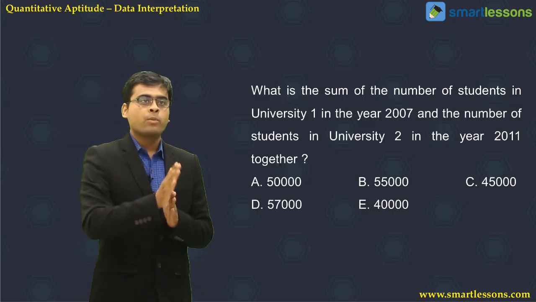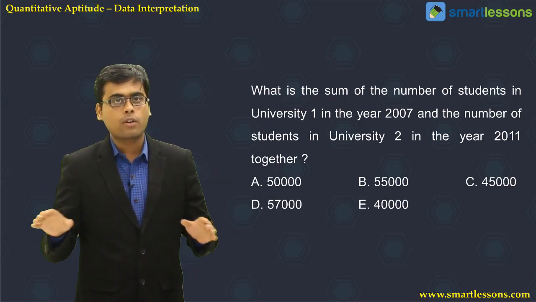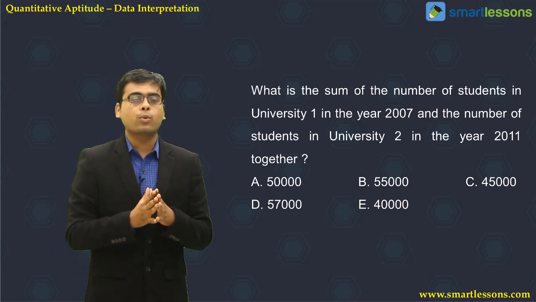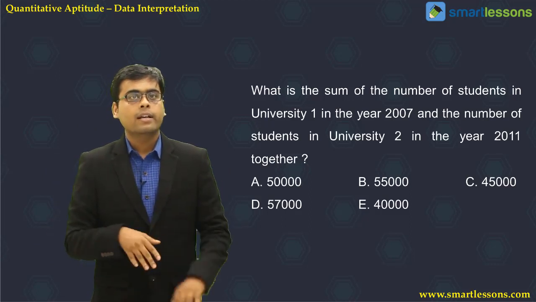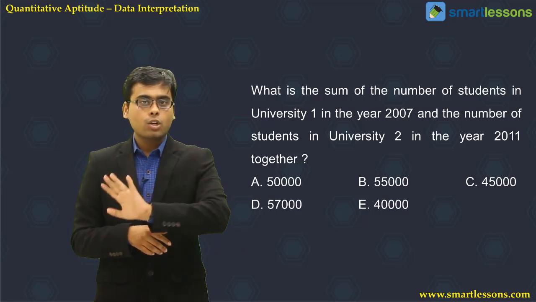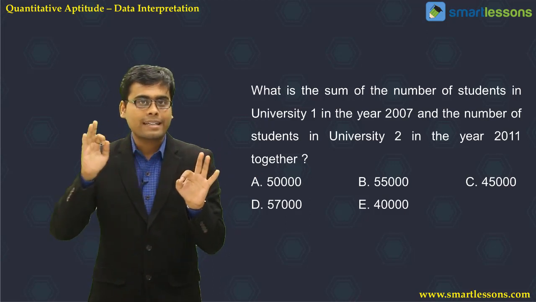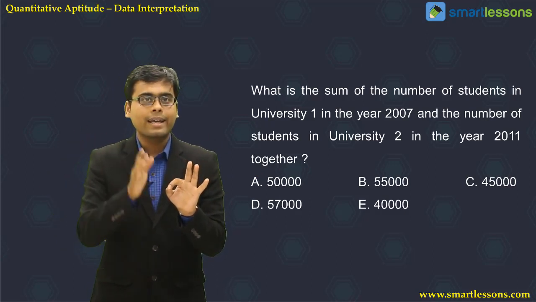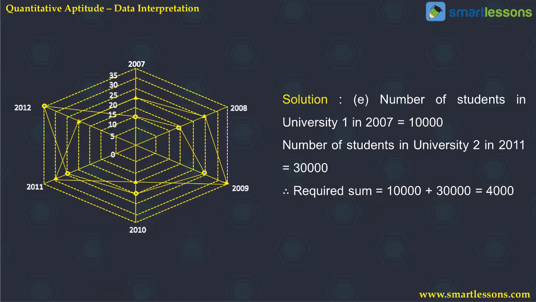Next question. What is the sum of the number of students in University 1 in the year 2007 and the number of students in University 2 in the year 2011 together? So the first one, University 1 means circular marking. For the year 2007, the circular marking is lying on the hexagon represented by 10. So that means the number of students in University 1 in 2007 is 10,000.